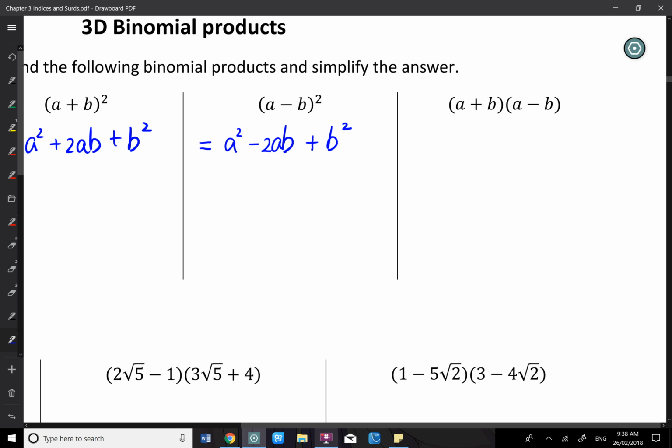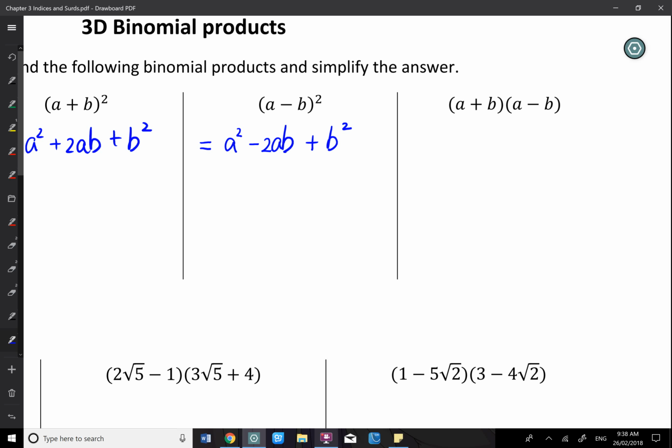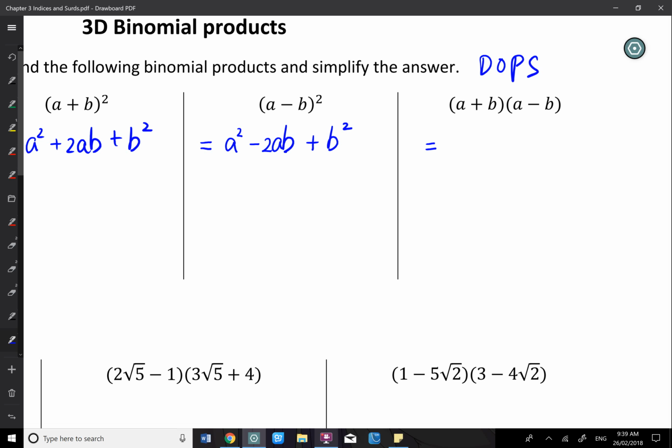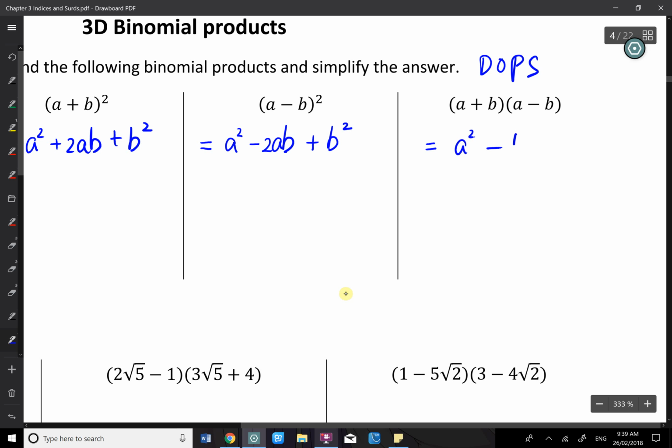Okay, the last one. What's that? Give me the simplest version. What's the answer to that? That's the difference of perfect squares. So, I can write that. Good. A squared minus B squared.